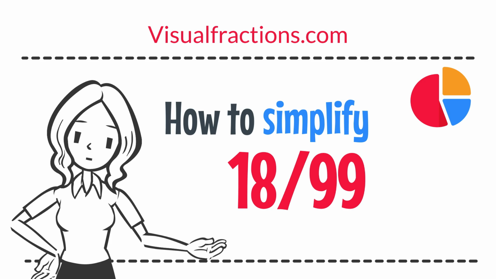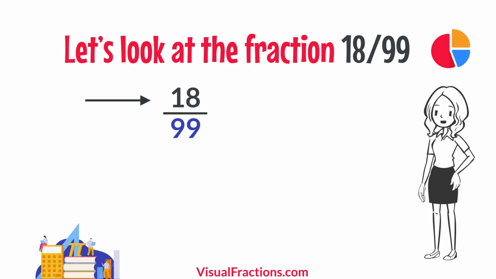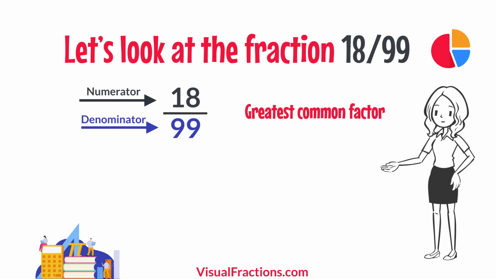Today, we're going to explore how to simplify the fraction 18/99 to its lowest terms. Let's look at the fraction 18/99. To simplify it, we'll divide both the numerator and the denominator by their greatest common factor.